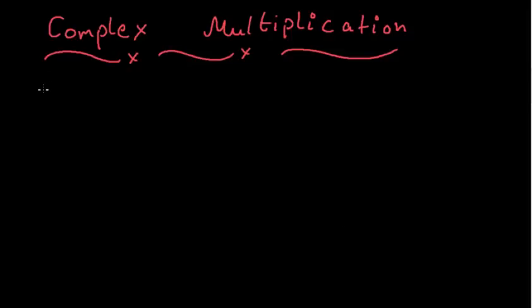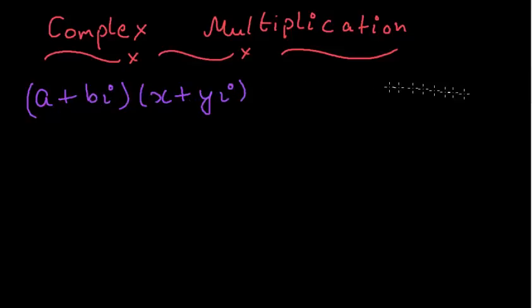Let's look at complex multiplication, or taking the product of two complex numbers. Say you have two complex numbers: a + bi, this is the first complex number, and another complex number, x + yi, and you want to take the product of these two numbers. Then how do you do that? It is also quite simple. All you have to do is remember that i squared is -1. If you remember this, everything is quite simple.